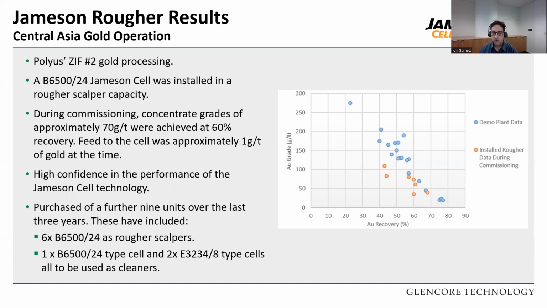And what we found was there was a high degree of confidence from site in the performance of the Jameson Cell technology. This was demonstrated via the site purchasing another 9 units over 3 years. And this was multiple cells as rougher scalpers and cleaning duties. So that real scalping shearing effect that works in the downcomer really, really worked well here.